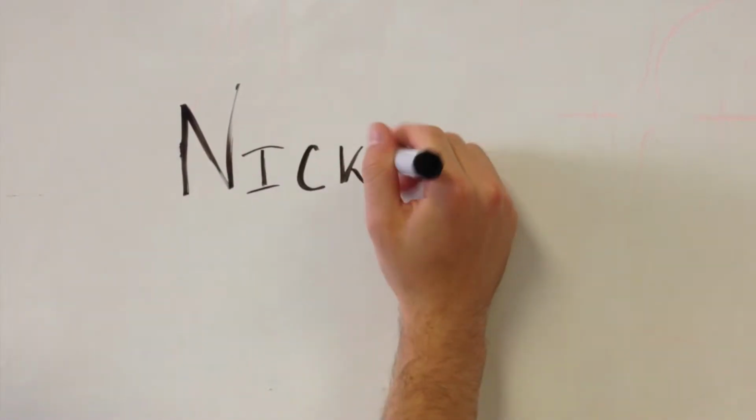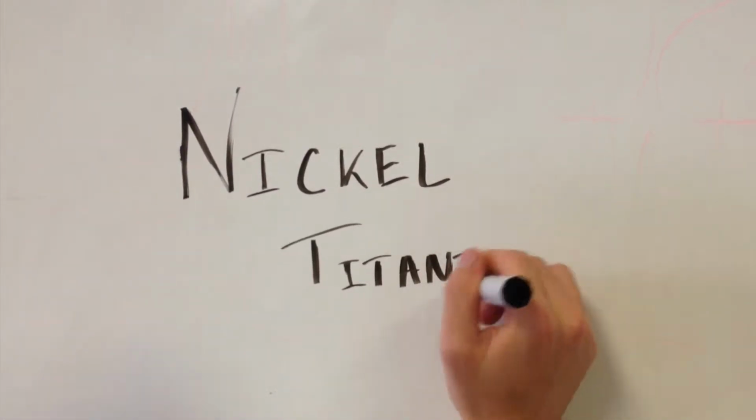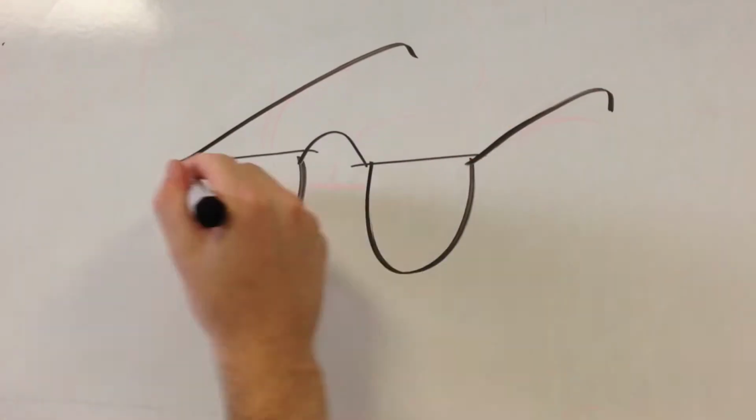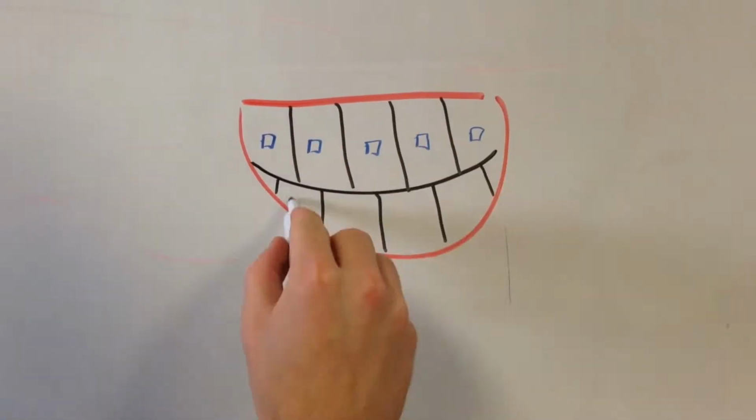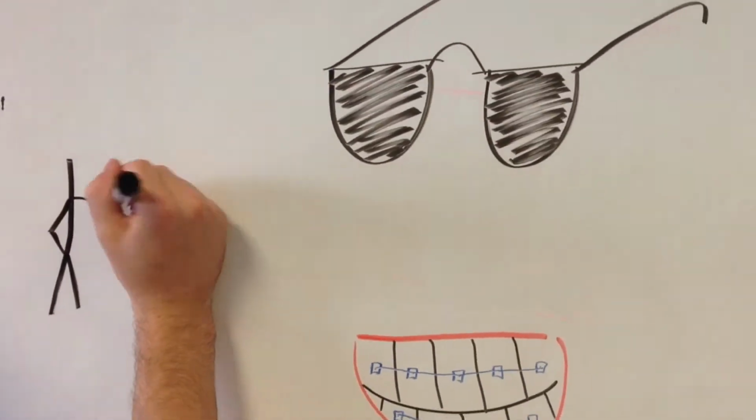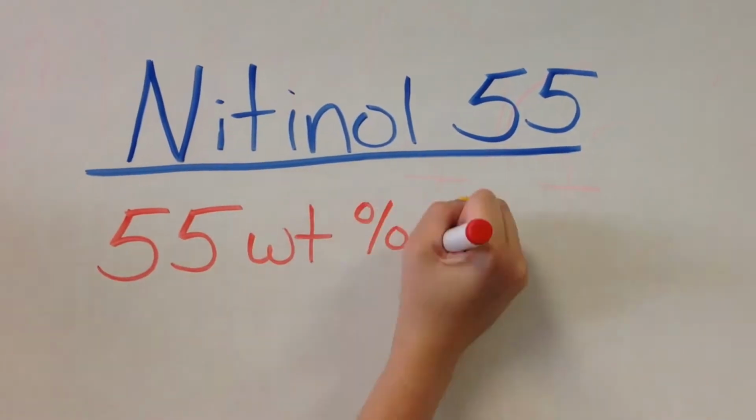Nickel titanium, or nitinol, is an alloy that can change back to its original shape under high temperature after its deformation. It is used in glasses frames, braces, and self-bending spoons and magic acts. For this project, our group focused on nitinol 55.